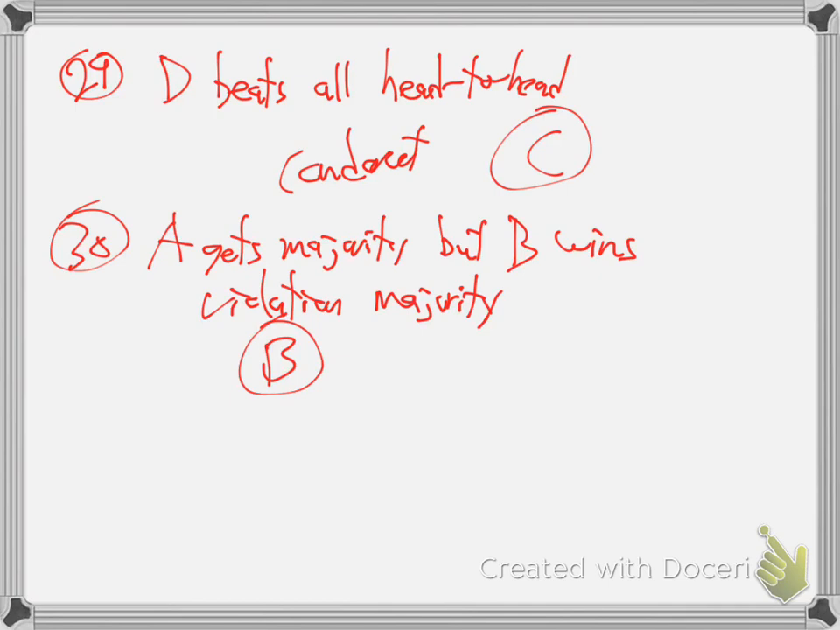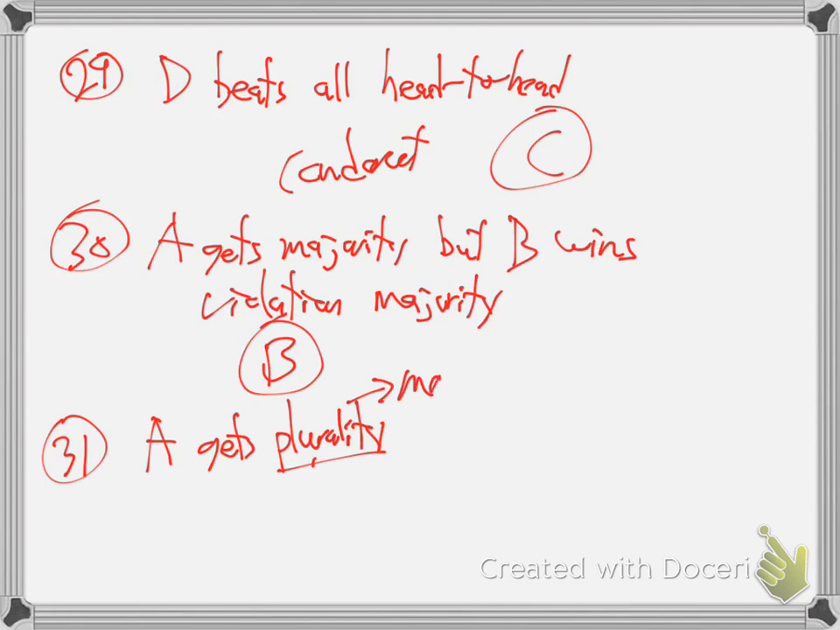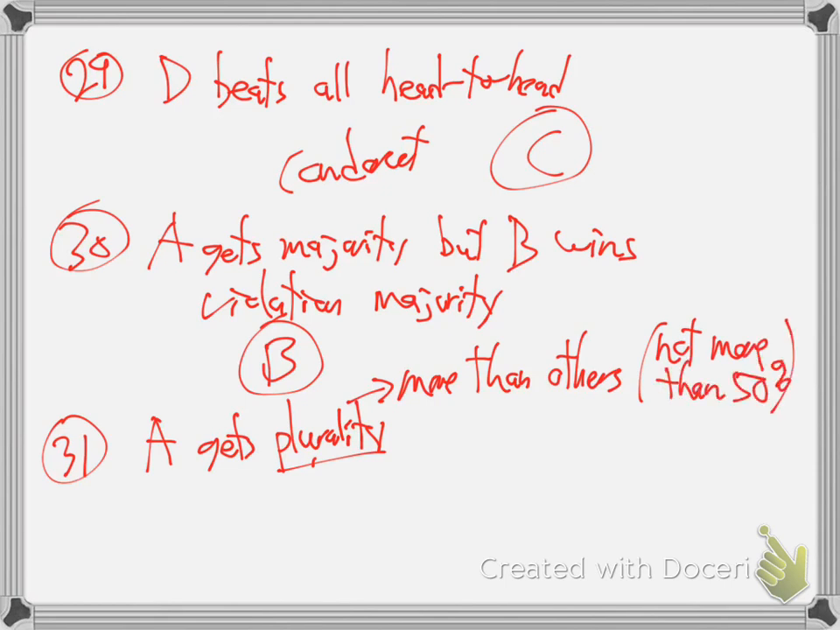31, election is held, blah, blah, blah. A gets a plurality. It just means more than anybody else, not necessarily majority. First place votes, but C wins. Which of the following could have been used? So on 31, all they're saying is A gets a plurality. That's not a majority. Plurality just means more than others. Not more than 50%. It's not majority. It's just a plurality. It just means you got more.